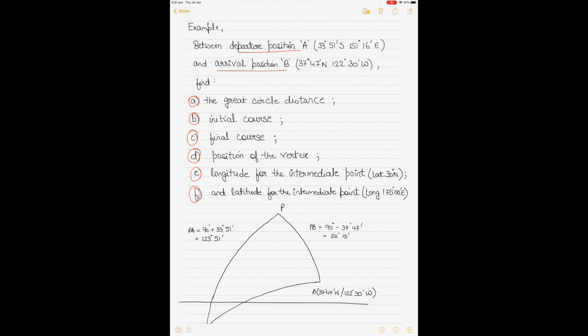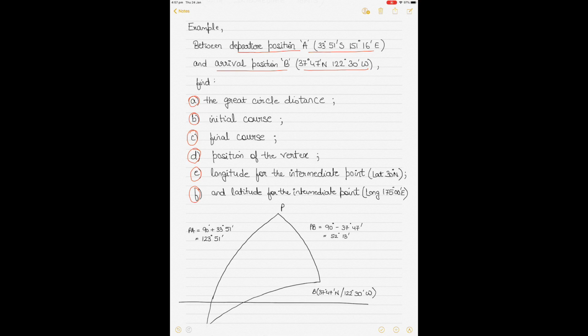Alright, now you've got these two positions. The first thing that you do is plot these two positions. While one of them is in the southern hemisphere, the other one is in the northern hemisphere. So position A is 33 degrees 51 minutes south, 151 degrees 16 minutes east, and position B is 37 degrees 47 minutes north and 122 degrees 30 minutes west. Now A is in the southern hemisphere and B is in the northern hemisphere.